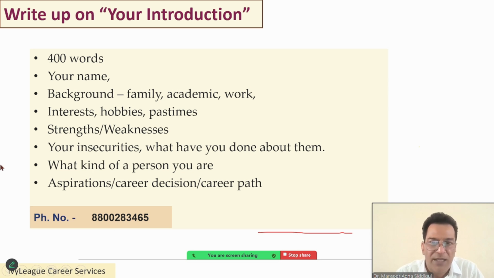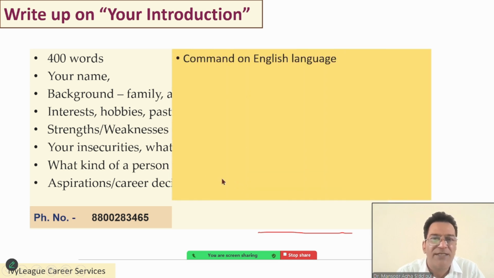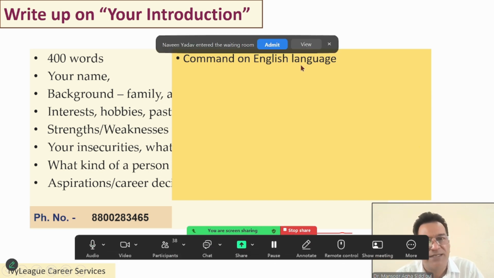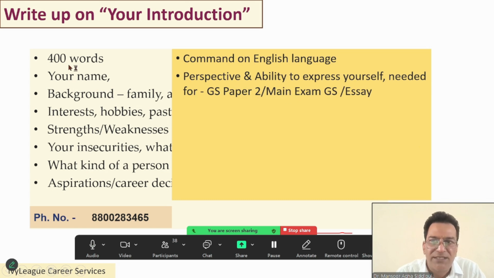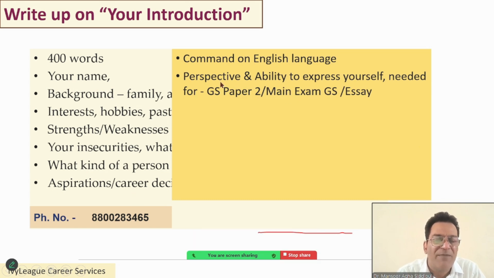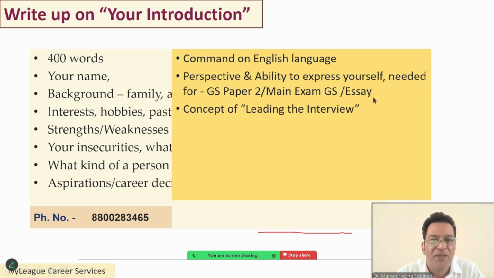WhatsApp it to me. There's a reason why I'm asking you to do this particular important part. The reason is that this will give me an idea about your command on English language. In case there is something missing, I am going to point it out to you. This introduction of yours gives a clear idea about the way you think, your ability to express yourself, which is required for your GS paper 2, for the mains exam, as well as for your essay paper.